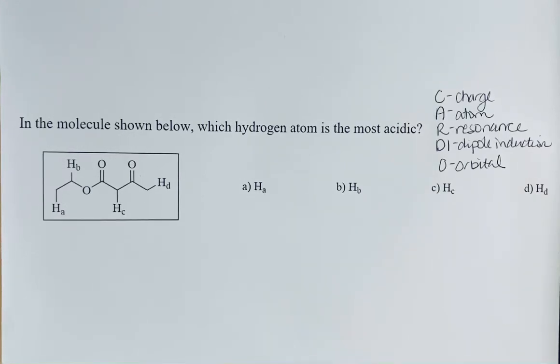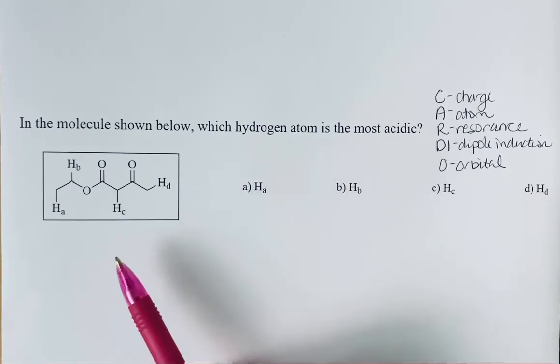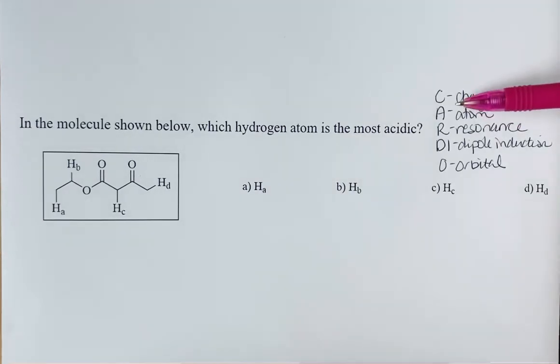In the molecule shown below, which hydrogen atom is the most acidic? What we've talked about previously in terms of determining acidity based on structure is that we have this general trend in terms of things we should consider. So charge would be the first thing. If you were to see a hydrogen attached to an atom with a positive charge, you should think of that as most likely being acidic.